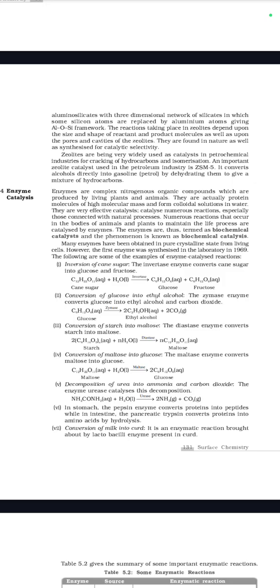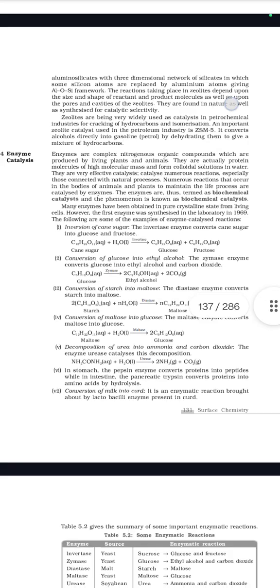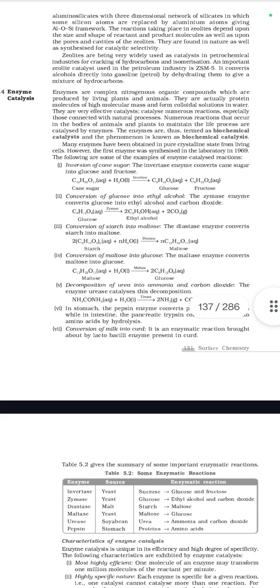They are found in nature as well as synthesized for catalytic selectivity. Zeolites are very widely used as catalysts in the petrochemical industry for cracking of hydrocarbons and isomerization. An important zeolite catalyst used in the petroleum industry is ZSM-5. It converts alcohols directly into gasoline, petrol, by dehydrating them to give a mixture of hydrocarbons.